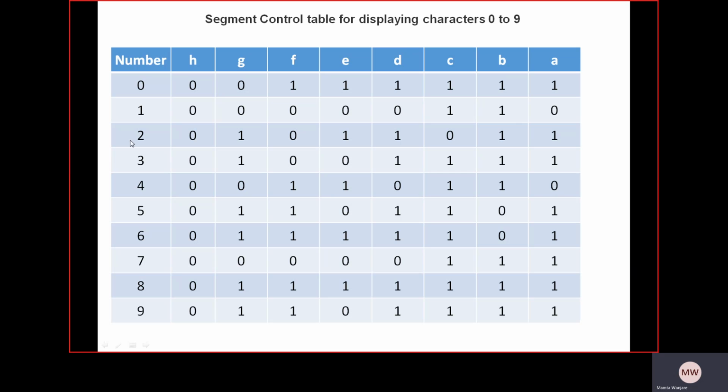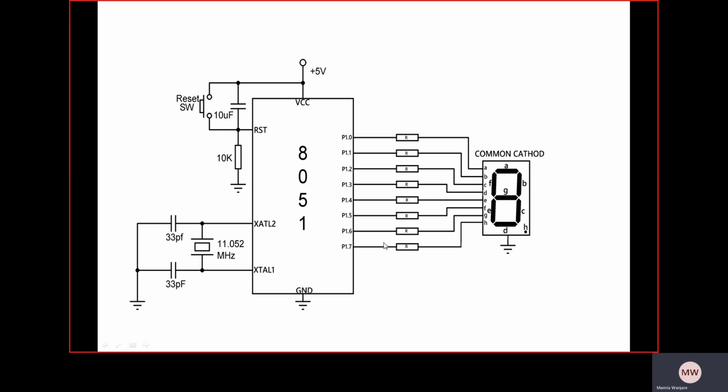For displaying the number 2, A and B are both logic high, C is logic 0, D is logic high, E is logic high, F is logic 0, G is logic high, H is logic 0. Up to 9 we have to write down.